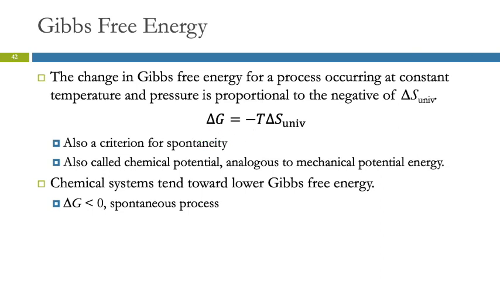So delta G is also a criterion for spontaneity. It's sometimes called chemical potential. It is analogous to mechanical potential energy. You hold something up above a surface, and it has potential energy because when you release it, it spontaneously falls down, right? So delta G is the equivalent of that, but in chemical energy. Chemical systems are going to tend towards lower Gibbs free energy, just like a falling object tends toward a lower surface, lower potential energy.